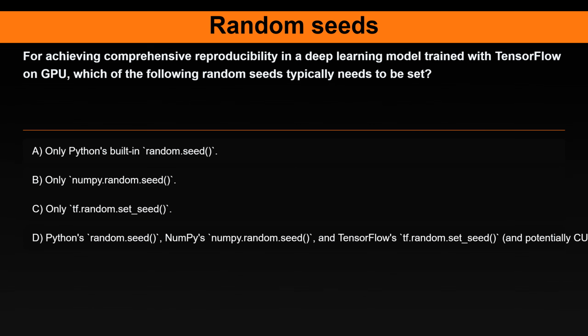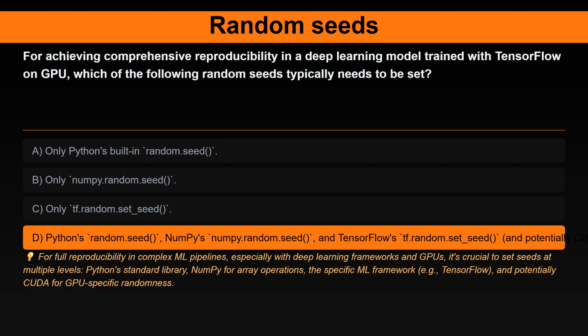Question 9. For achieving comprehensive reproducibility in a deep learning model trained with TensorFlow on GPU, which of the following random seeds typically needs to be set? Option A. Only Python's built-in random.seed. Option B. Only numpy.random.seed. Option C. Only tf.random.set_seed. Option D. Python's random.seed, NumPy's numpy.random.seed, and TensorFlow's tf.random.set_seed, and potentially CUDA seeds for GPU operations.